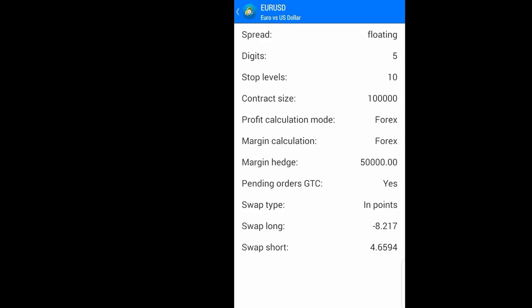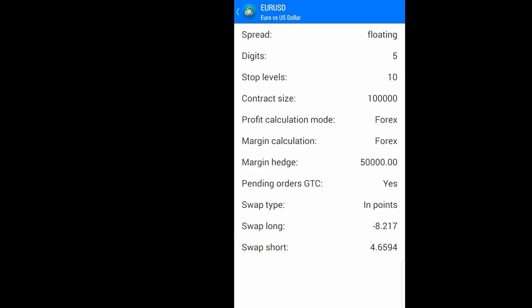So you avoid longing Euro USD and leaving it overnight, because you'll be accumulating negative swap, and then even if you're making some profits, it will be reducing the amount of profits you're making. But if you are selling one standard lot of Euro USD and you leave it overnight, then you will be paid $4.65 or 66 cents for each time you leave it overnight.